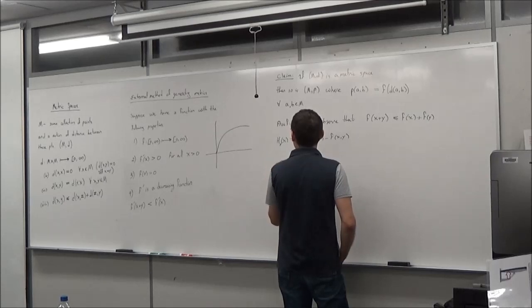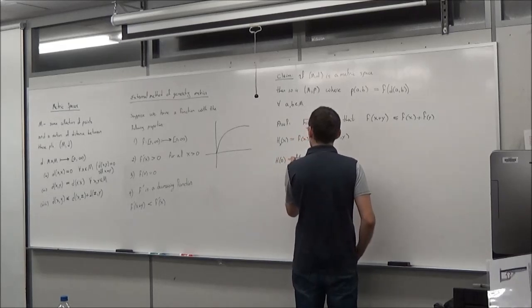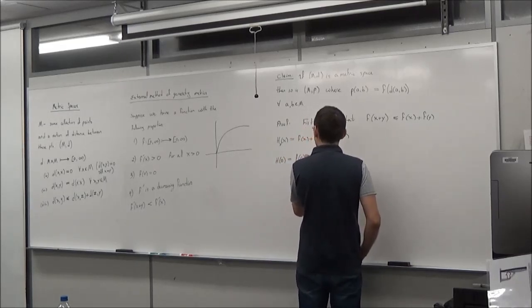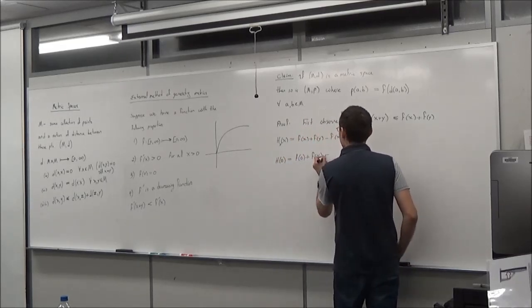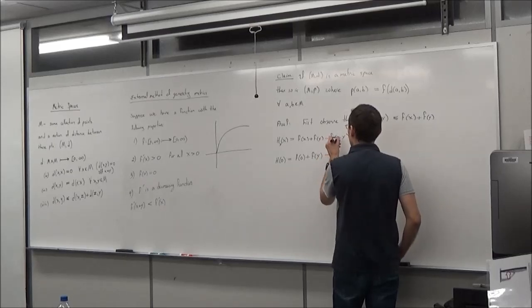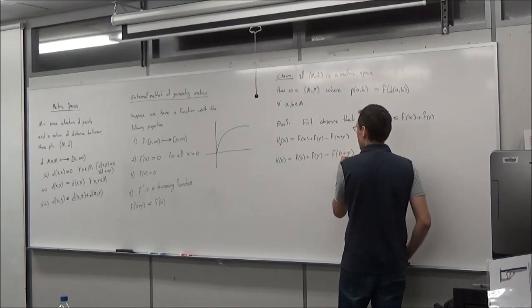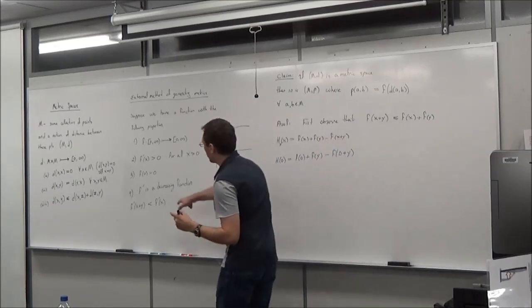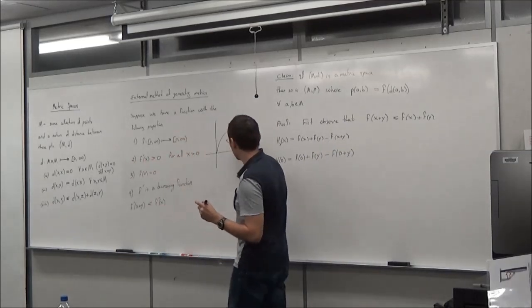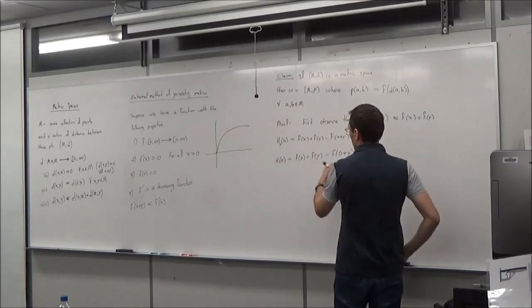So what can I say about this function? What I know about this function is that h of 0 is equal to f of 0 plus f of y minus f of 0 plus y. f of 0 according to condition 3 is 0. Again, just look at this picture, okay? f of 0 is 0.